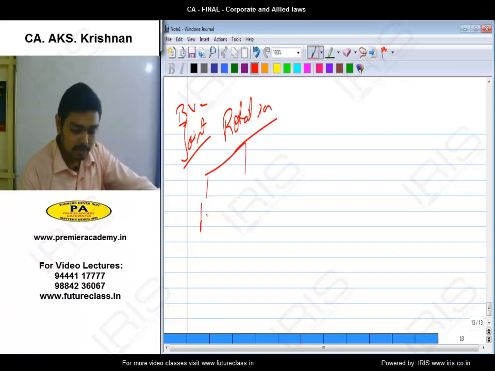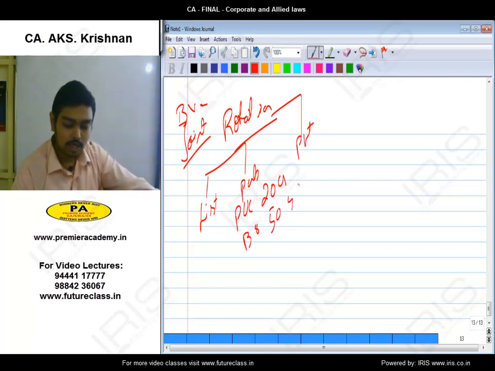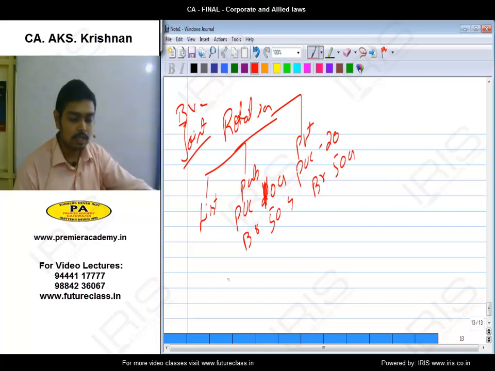It's a listed company. Then mandatory. Public company, two conditions: paid up capital 20 crores, borrowings 50 crores. Private limited company: sorry, public company paid up 10. Private limited company paid up capital 20 crores, borrowings 50 crores. Okay.